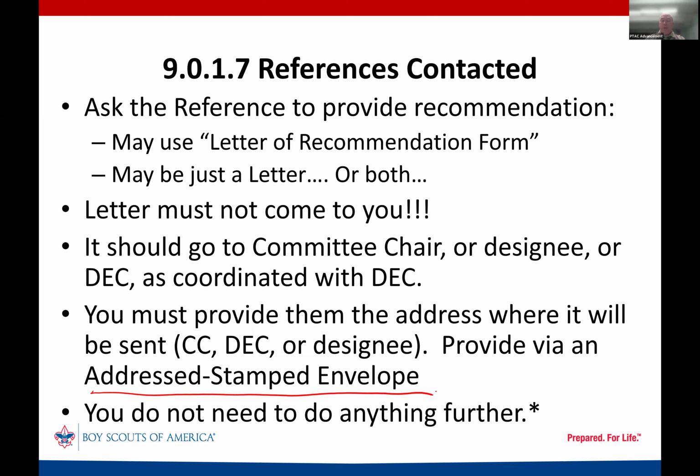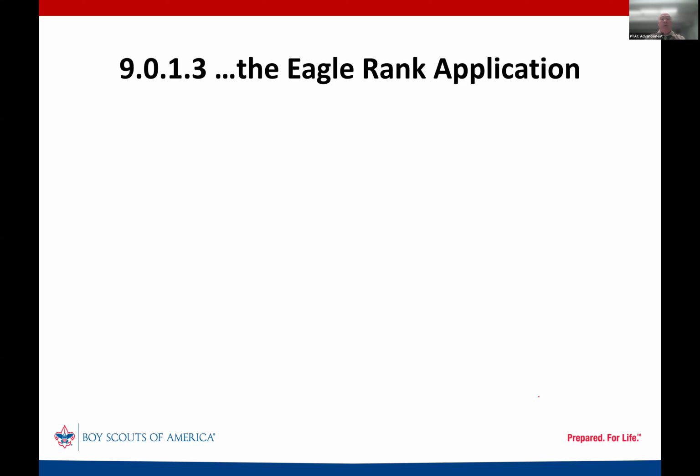One item that I actually realized as I'm going through is that there's been a recent change in the letters. It used to be that once the scout had gone about and asked for the letters, they really didn't have to do anything else. But in the most recent version of the Guide to Advancement, the scout is expected to follow up if not all the letters have been turned in, to re-ask the letter writer and remind them, hey, we're going to do this, so please deal with that. All right, so those are a couple things we do want to mention with that.